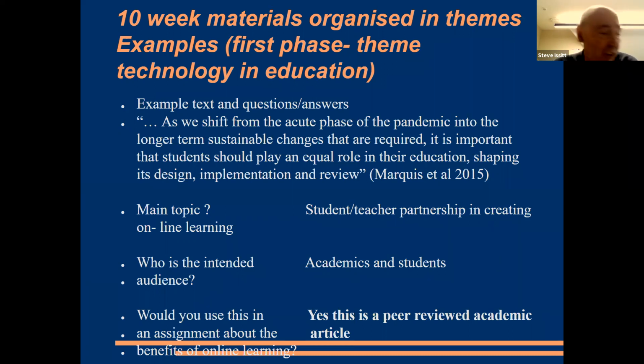So here's an example text, and typical activity: main topic, student, teacher, participant, who is the intended audience, and would you use this in an assignment about the benefits of online learning? Okay, to sensitize students to academic writing. Next text, please.